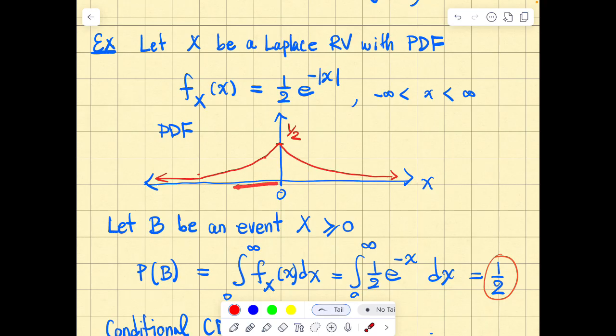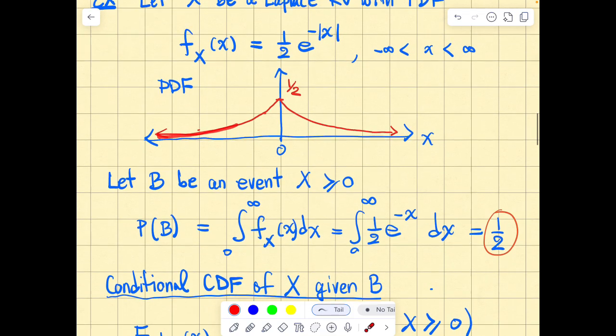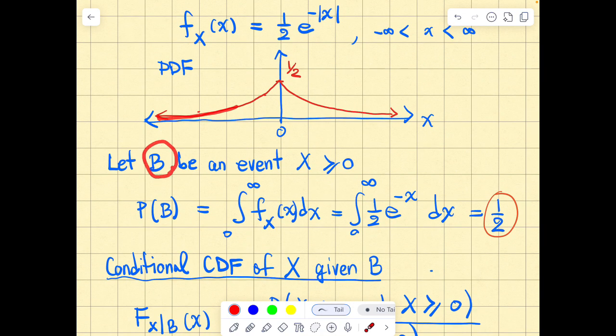And when x is negative, again, it's most likely that the value is going to be close to 0, and after that, it's going to be less probable, or the probability is coming down. The density is coming down. Okay. So let's define event B. B is an event that x is greater or equal to 0. That means event B only covers the right half of the outcome, the entire right half from 0 to infinity.